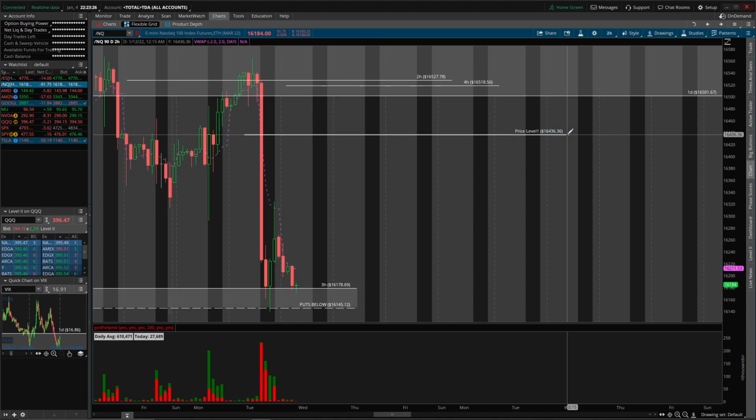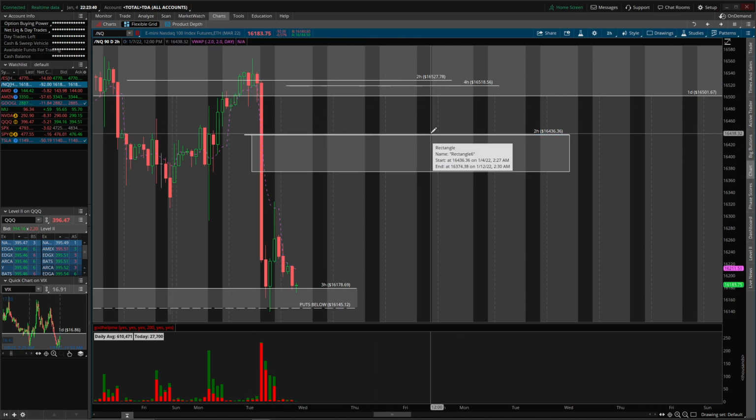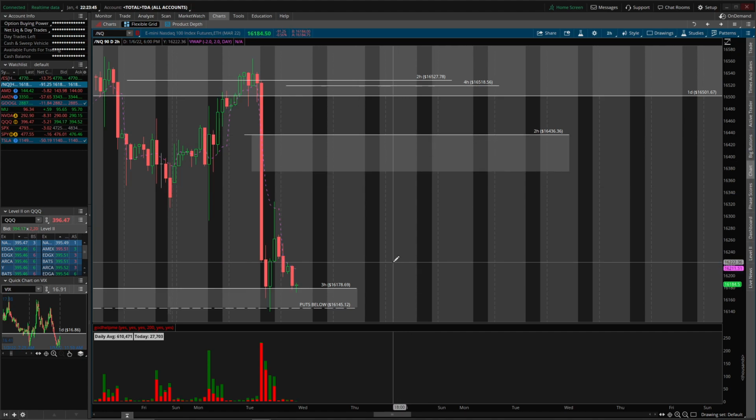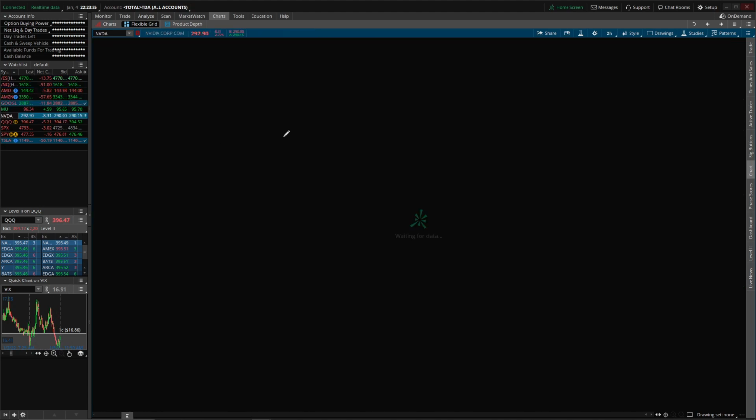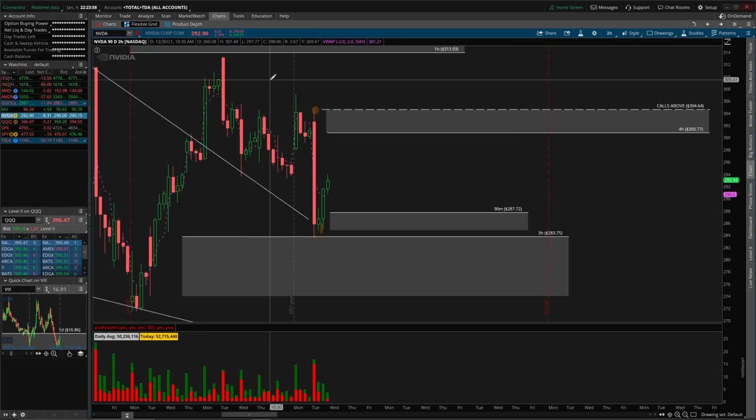So how do you know whether these zones are valid or invalid? You can determine whether price bounces off it or if it just slices through it. So when price bounces off it, like we saw in NVIDIA right over here, on a 3 hour, once it dropped this morning and then it bounced, that tells me that this zone is valid.